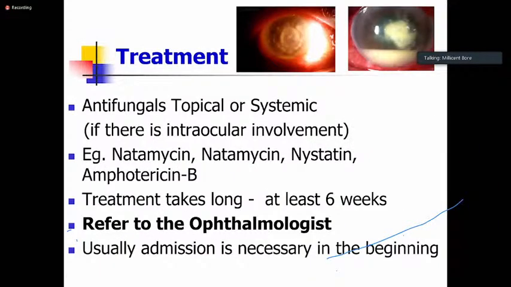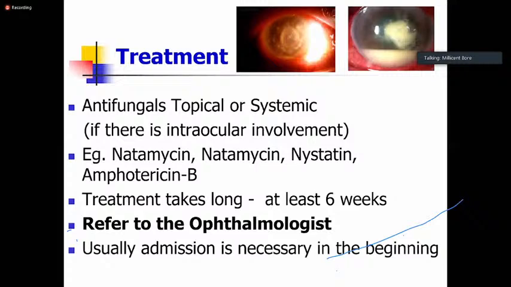So the treatment for fungal keratitis, we use topical antifungals, such as natamycin or amphotericin. And in cases where the infiltrate is big or deep, that is, it's involving a lot of the corneal layers, we start them on systemic antifungals, such as ketoconazole or fluconazole. So it's good to note that the treatment will take a long time, at least 6 weeks, unlike the bacterial keratitis, if the infection wasn't very deep.